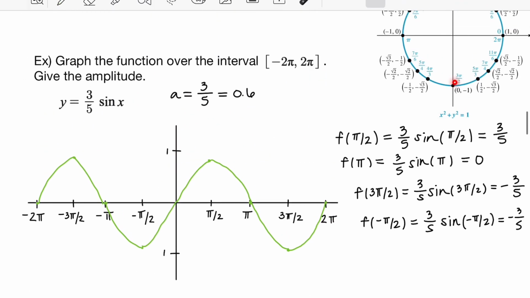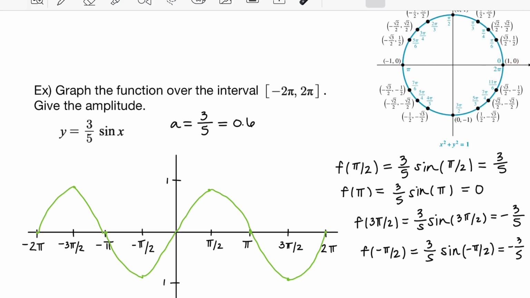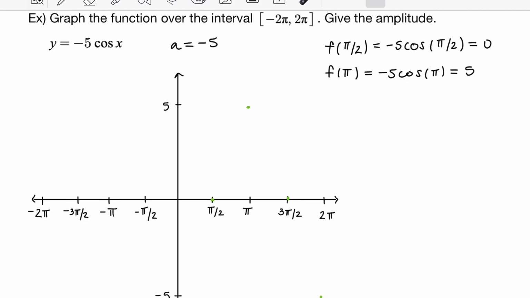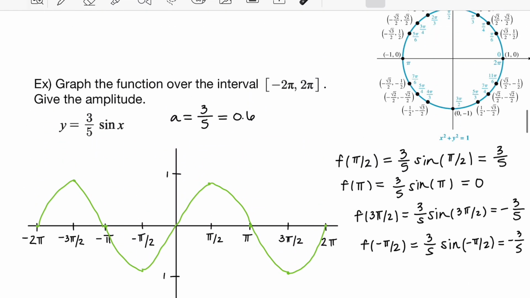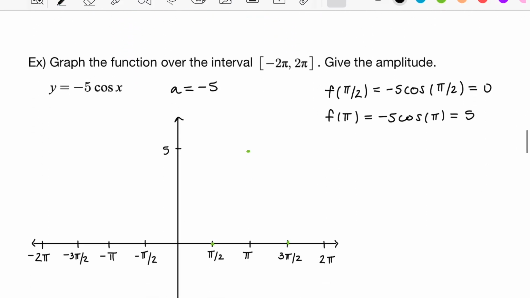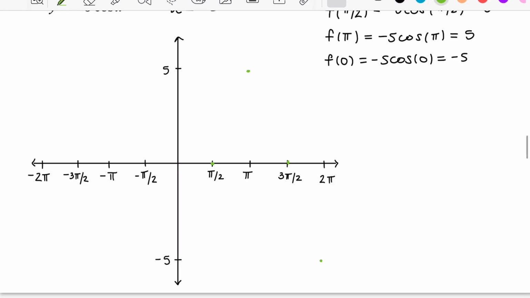3 pi over 2 is right here. Cosine of that is going to be 0. 2 pi here, cosine of that is going to be 1. Now taking cosine of 0 here, on our unit circle, 0 is right here. Cosine of that is going to be 1. So we would get minus 5, that point there. And then repeating this for each of these points on the negative x-axis here.